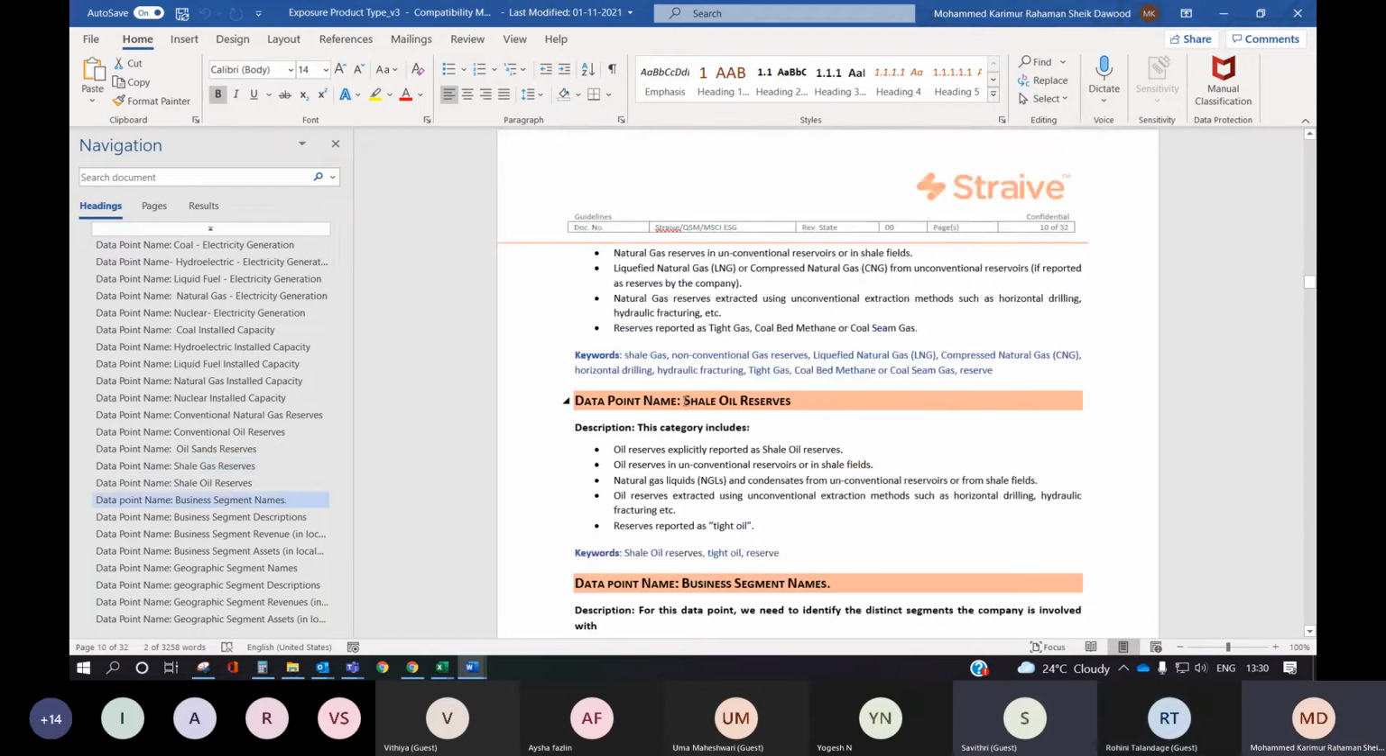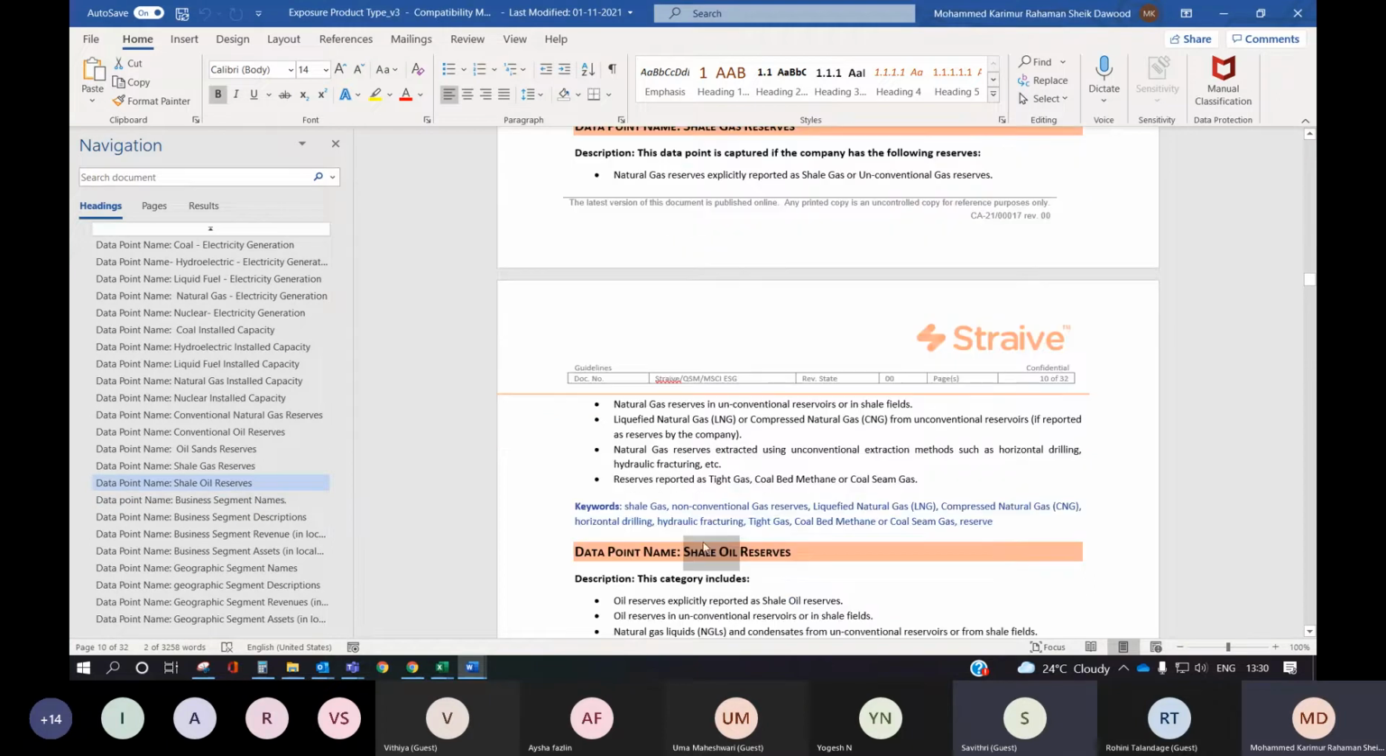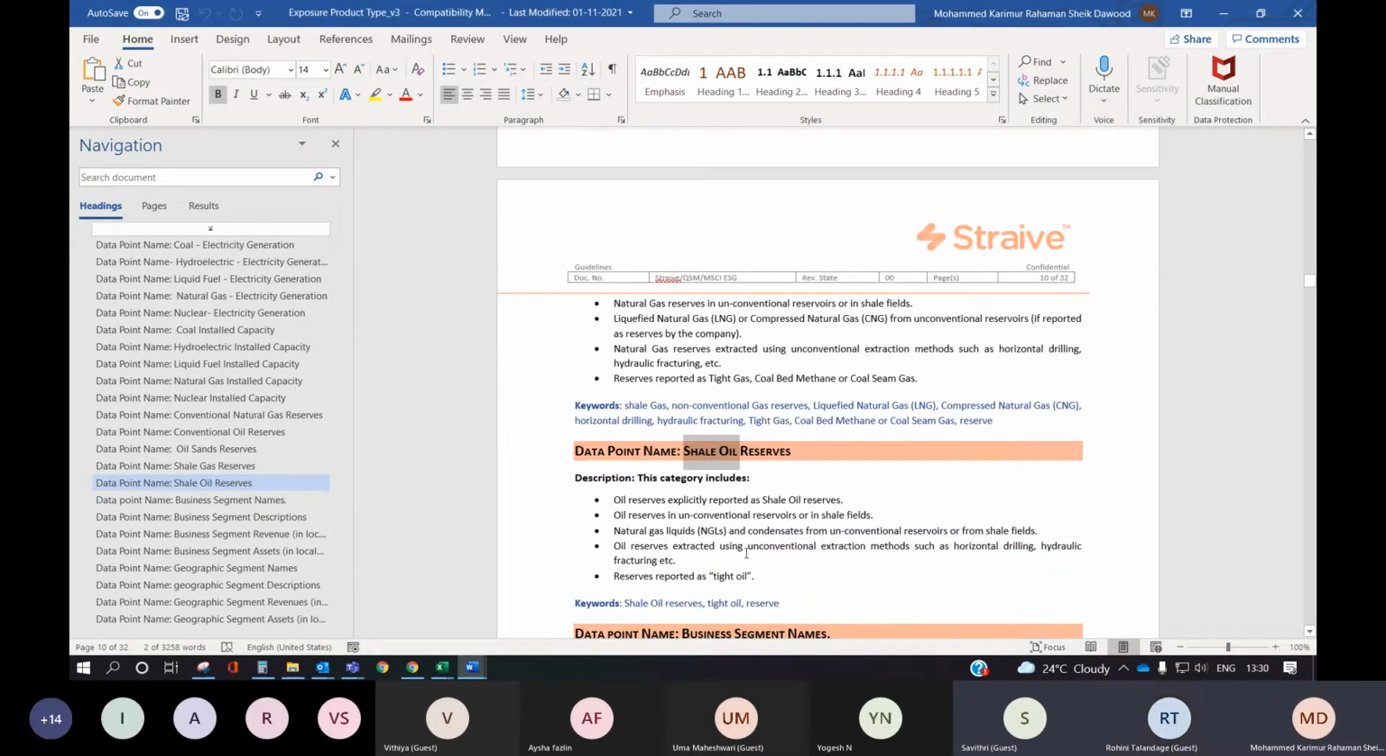So this is all about the reserves. This is shale oil, and here we have shale gas. If the particular keyword is disclosed, then you will capture it. If it is not disclosed, you should not capture it.